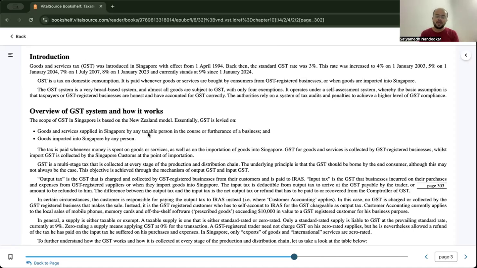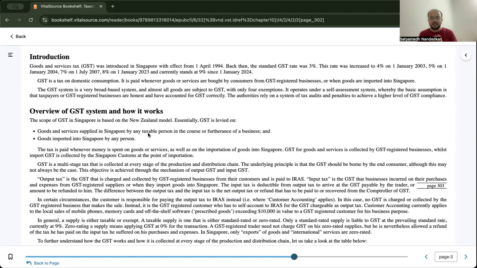Tax is paid whenever money is spent on goods or services, as well as on the importation of goods into Singapore. GST for goods and services is collected by GST registered businesses, while import GST is collected by Singapore Customs at the point of importation.